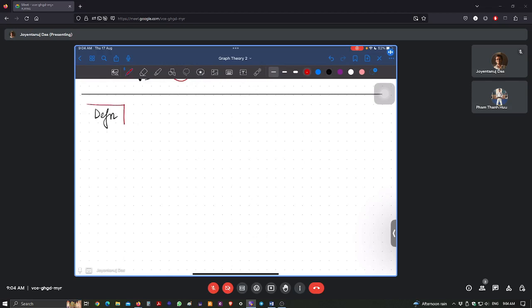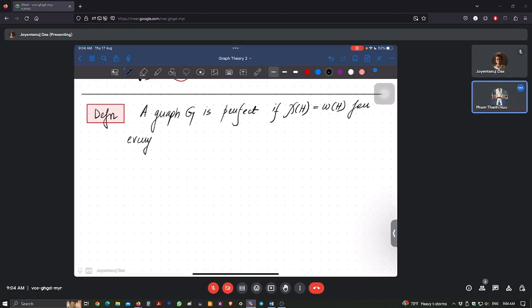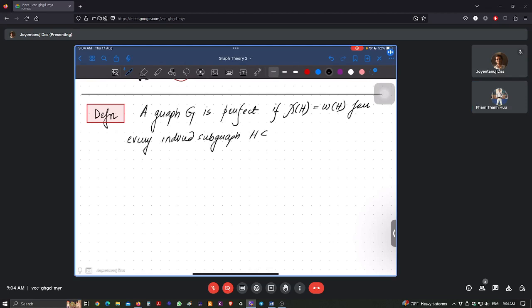Okay. So the next definition is: a graph G is perfect if the chromatic number of H is equal to the clique number of H for every induced subgraph H subset of G. So this is actually a strong statement.